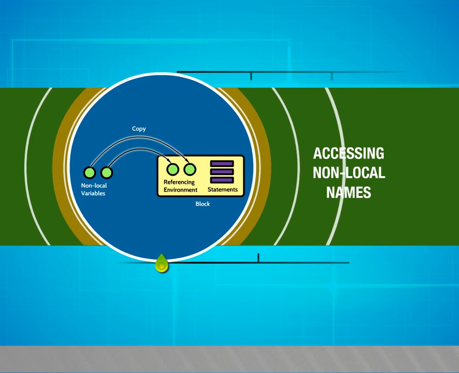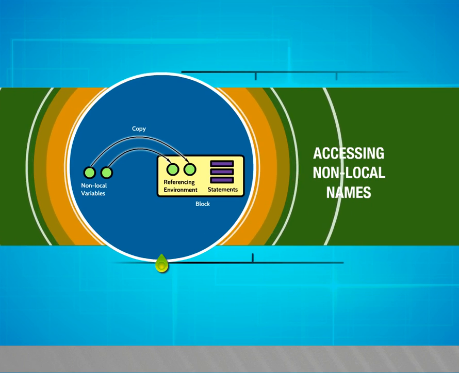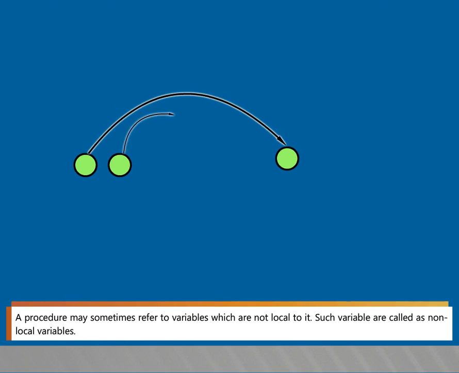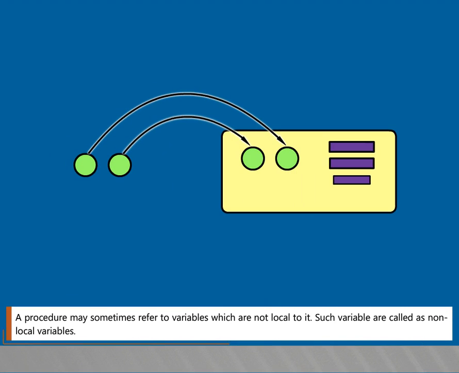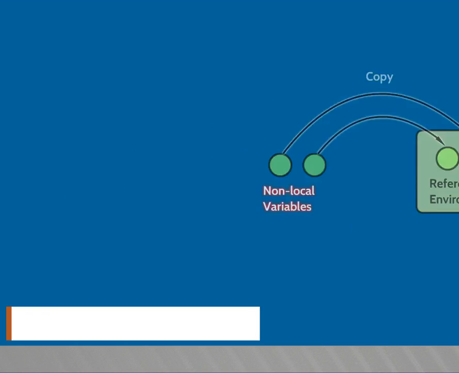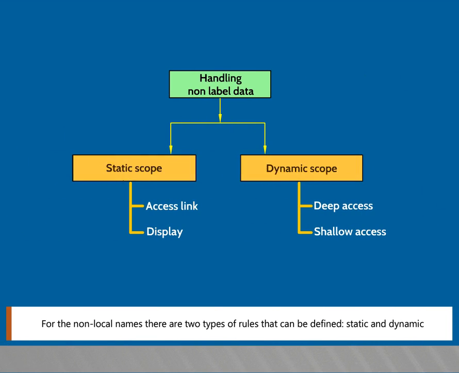Accessing non-local names. In this video, we are going to see about accessing non-local names. A procedure may sometimes refer to variables which are not local to it. Such variables are called non-local variables. For the non-local names, there are two types of rules that can be defined: static and dynamic.